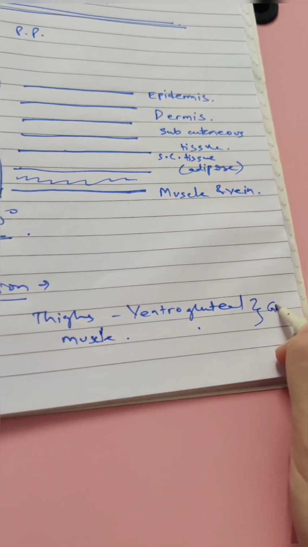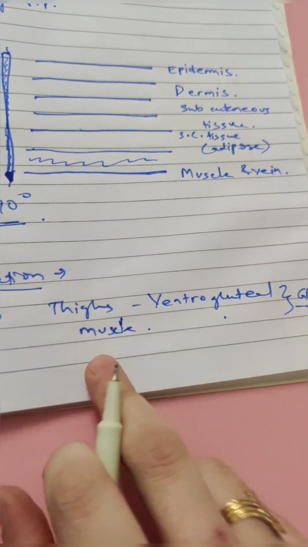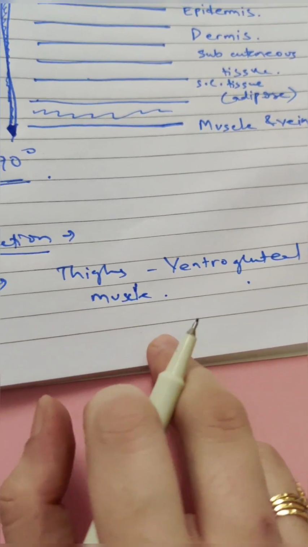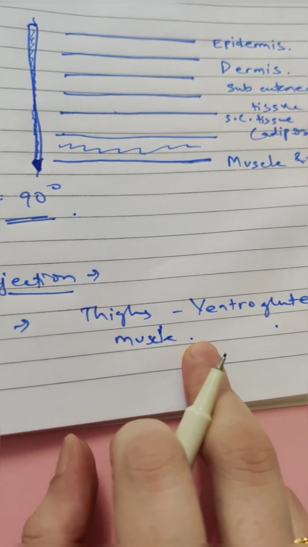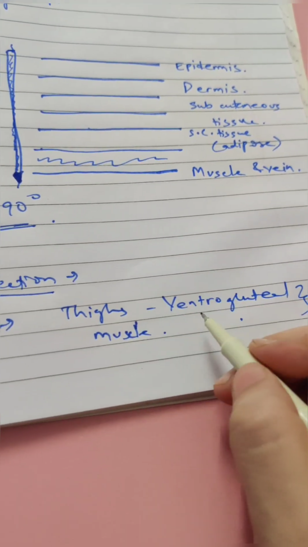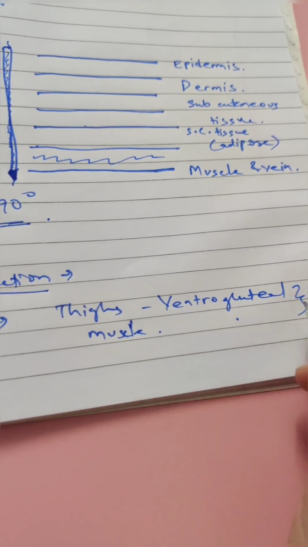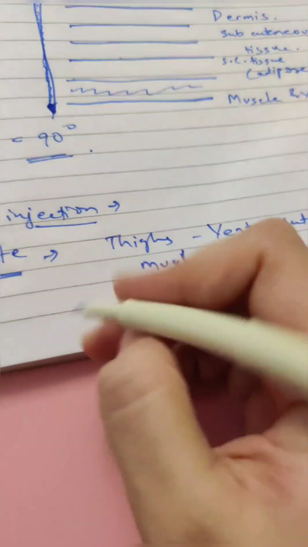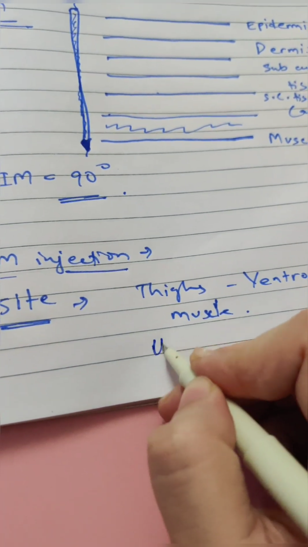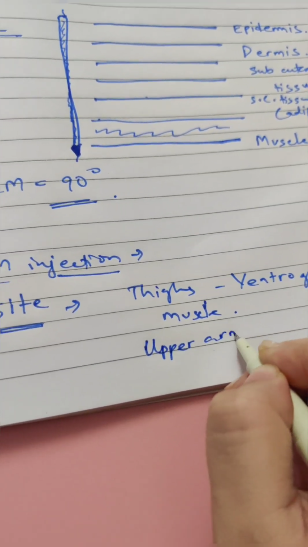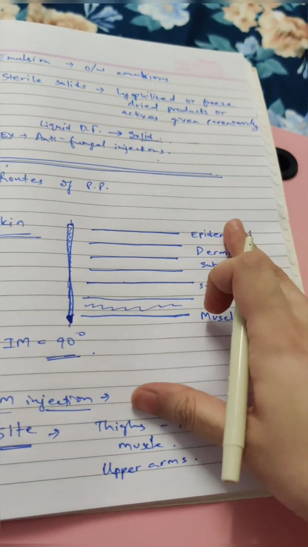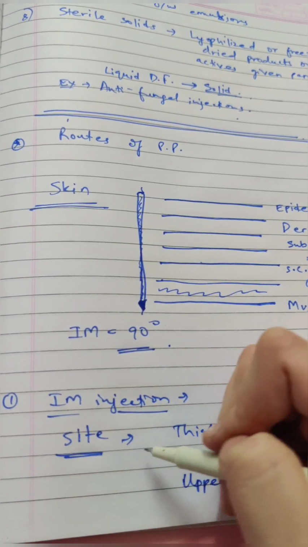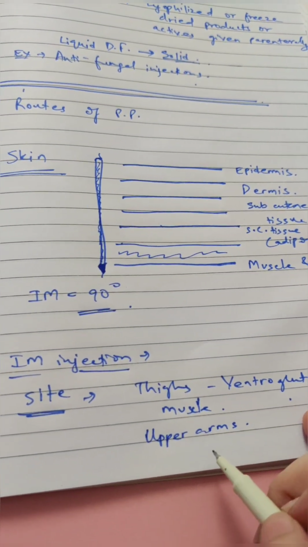और ये एक GPAT का क्वेश्चन भी है कि ये ventrogluteal muscle जो है, which of the following sites is an IM injection site. तो उसके ऑप्शंस में बहुत सारे थे and ventrogluteal muscle was the right answer for the question. और दूसरा एक और चीज़ है अपर आर्म्स में भी दिया जा सकता है. ओके, सो इंट्रामस्कुलर बिल्कुल डीप डेप्थ में जाता है, 90 डिग्री के एंगल में इंजेक्शन देते हैं and the site is ventrogluteal muscle and upper arms.